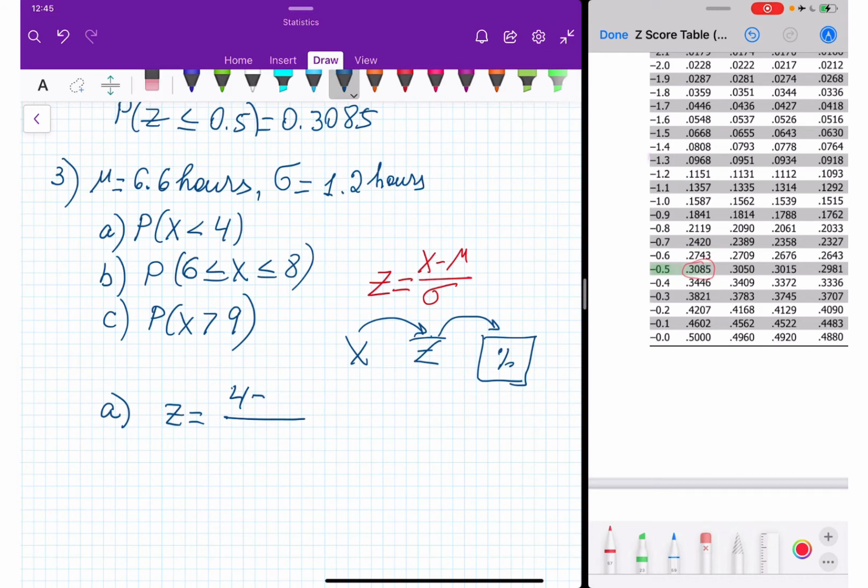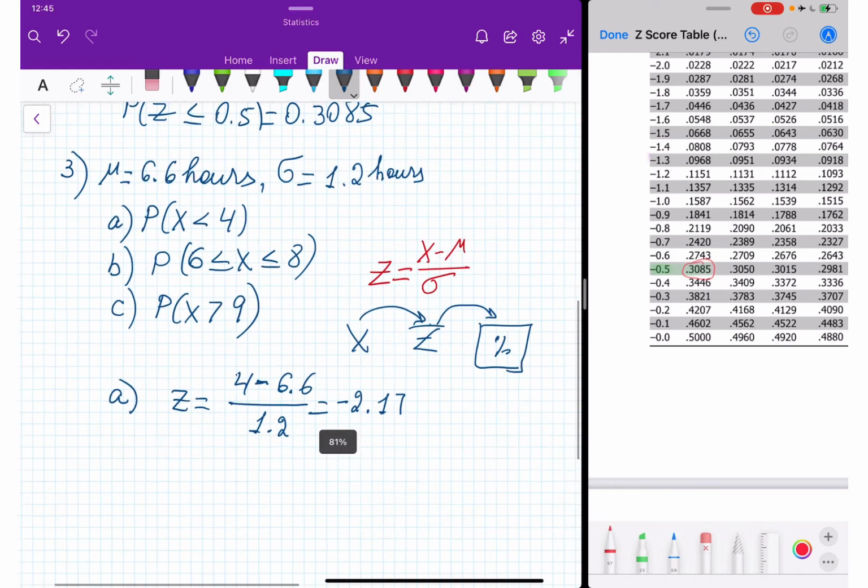4 minus average is 6.6. So the average and standard deviation are going to be the same. Only x is going to change, right? So what do we have? 4 minus 6.6 is equal to negative 2.6, and divided by 1.2, we are getting negative 2.1, rounding up because it's going to be 6666, then we are rounding to negative 2.17.